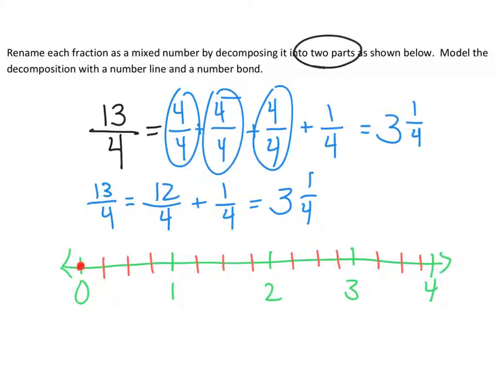So let's represent this one all the way over to 3 wholes, which represents 12 fourths. 12 fourths is equivalent to 3. And then one little jump to show 1/4. So that's how we represent this problem on a number line.